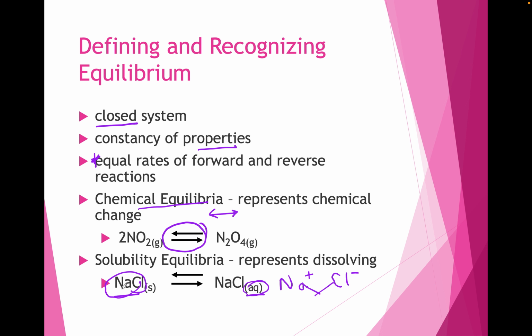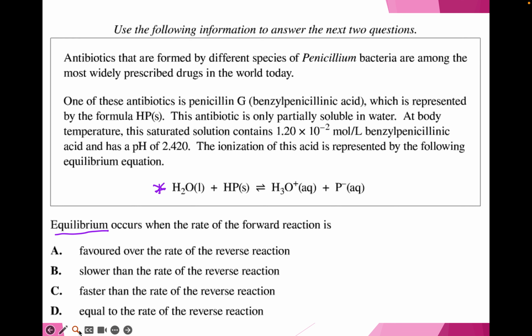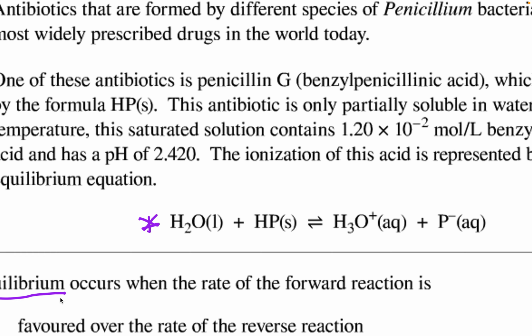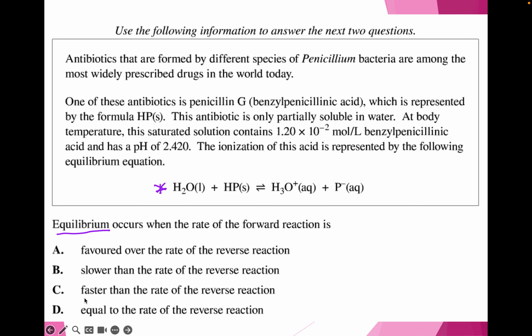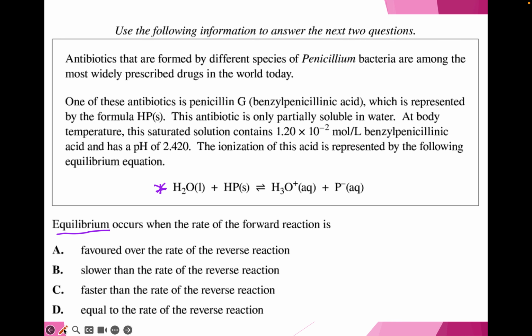So that's also equilibrium. This is an old diploma question. Taking a look at it, it has a bunch of information about penicillin, and then you have this reaction. It's an example of showing that you know the definition. Equilibrium occurs when the rate of the forward reaction is equal to the rate of the reverse reaction. I was trying to circle D. D is the answer here. It doesn't want to work for me right now, and that's okay. We'll fix it. That answer was D.